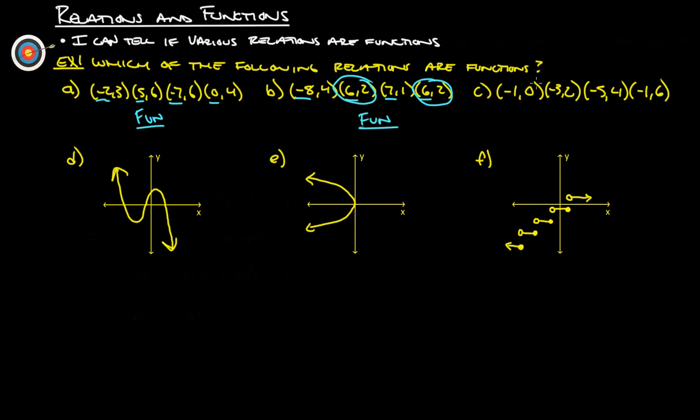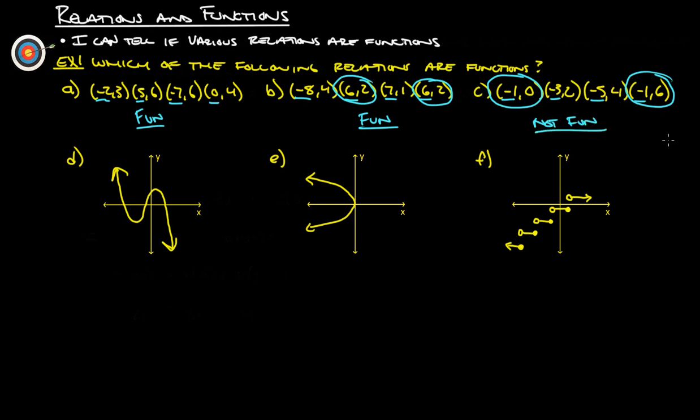For example, here's -1, -3, -5, -1. So here's an x that's -1, and here's an x that's -1. This one is -1, 0, and this one's -1, 6. So an x cannot have two different y's. This is not a function.